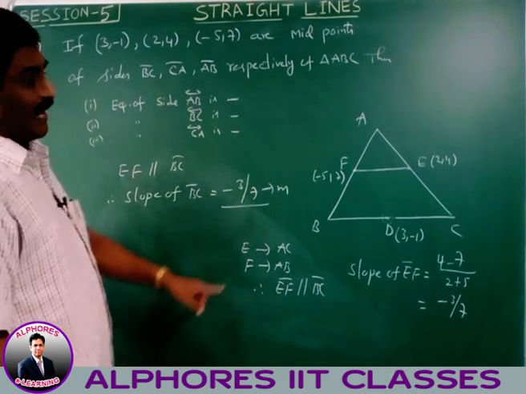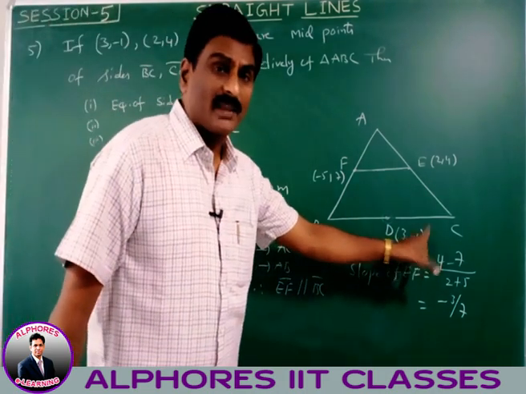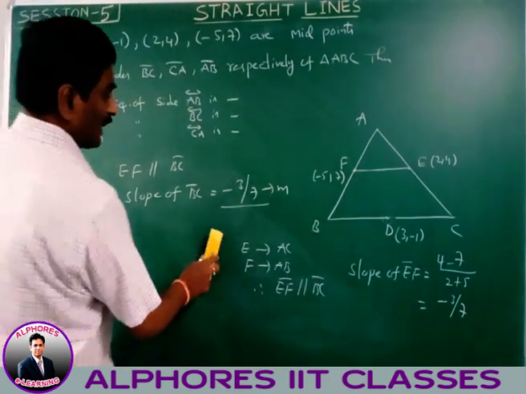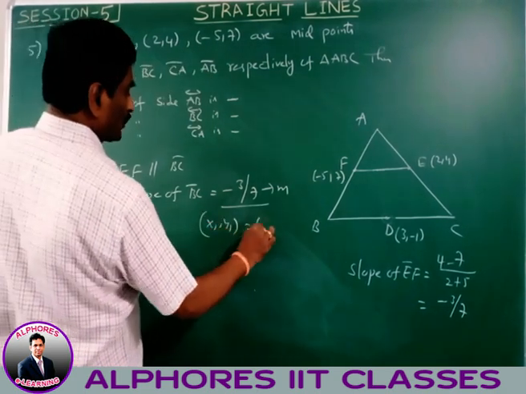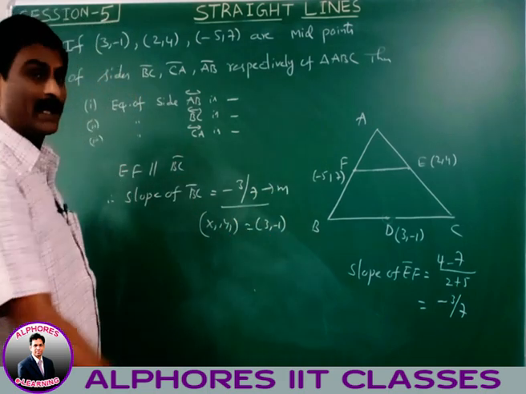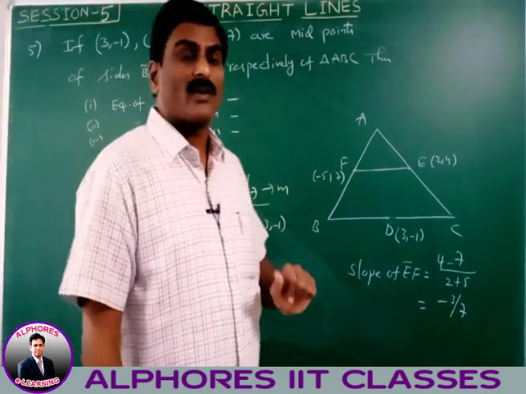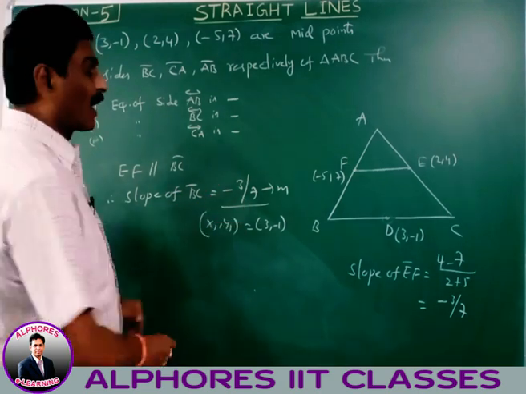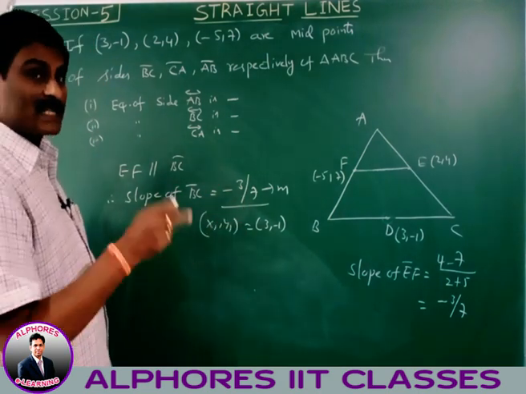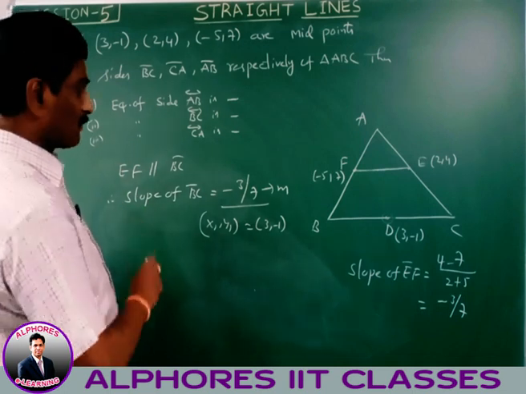The line BC passes through D (3, -1). So what is the point on the line? (x1, y1) is equal to (3, -1). Slope and point are given. What is the equation of the line? Y minus y1 is equal to m into x minus x1. Simply, if the slope is -a/b, what is the equation of the line? ax plus by is equal to ax1 plus by1.